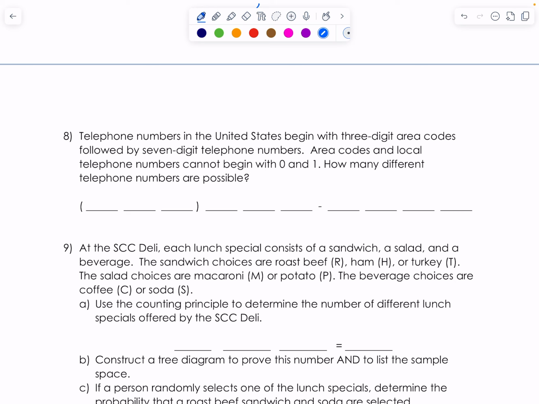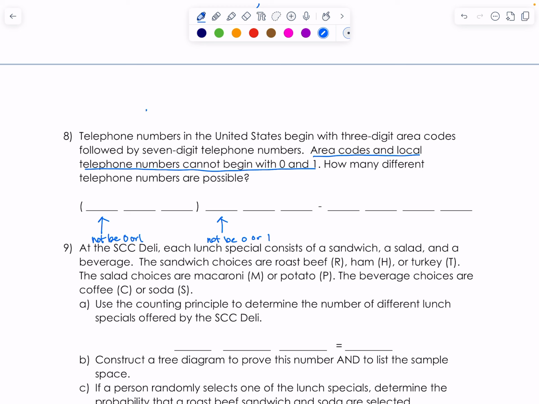But anyway, it says telephone numbers in the United States begin with a 3-digit area code followed by 7 telephone numbers. Now, I didn't realize this, but area codes and local telephone numbers cannot begin with 0 or 1. So this one here and this one cannot be 0 or 1. Okay, just those 2. They want to know how many numbers are possible.